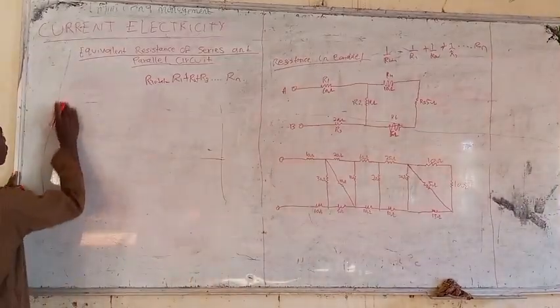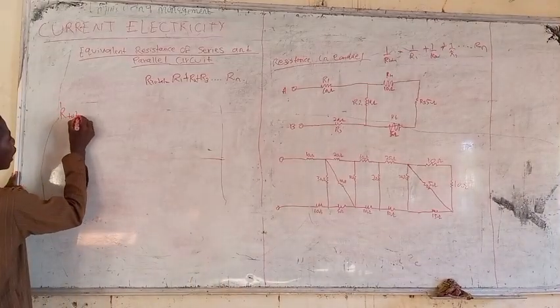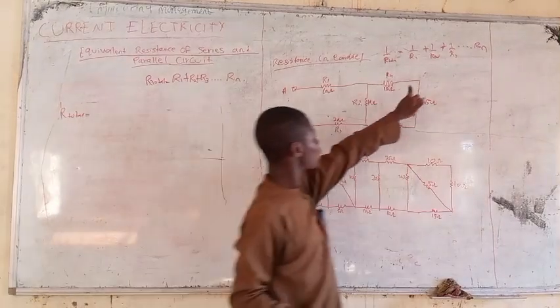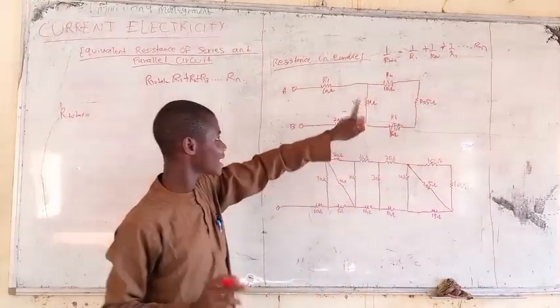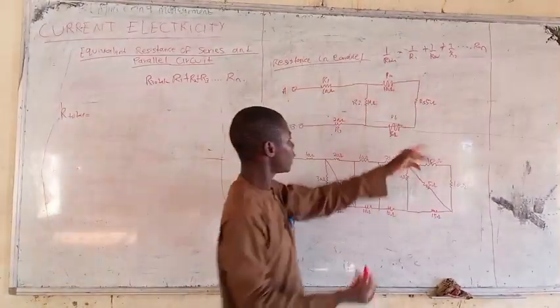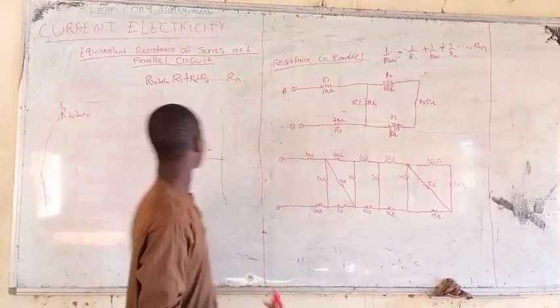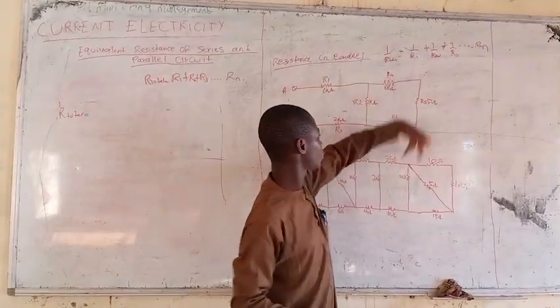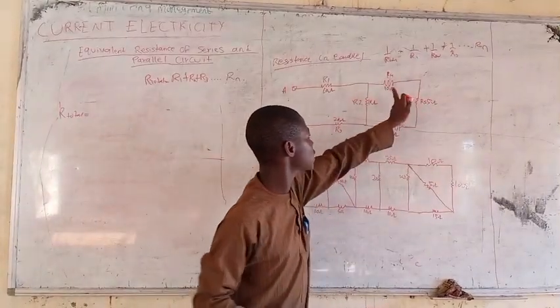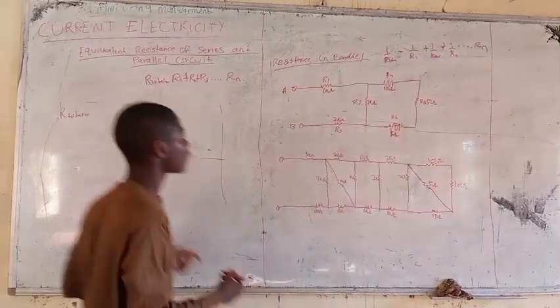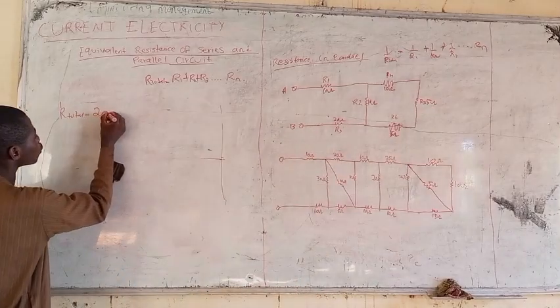We have to find our R total in series because R4, R5, and R6 are in series. Let's just add the three values together. Let's say 10 plus 5 plus 5, which will give us 20 ohm.